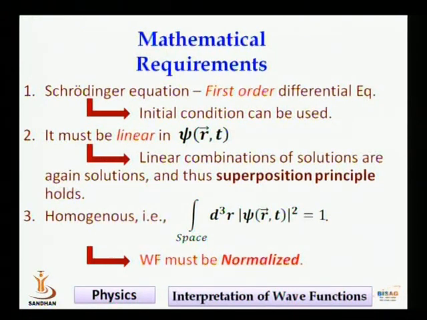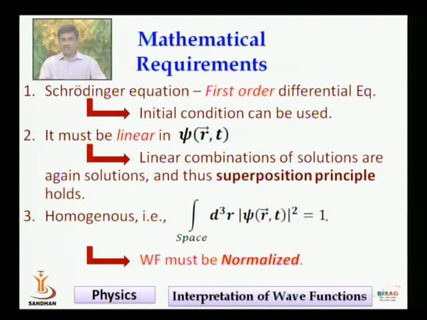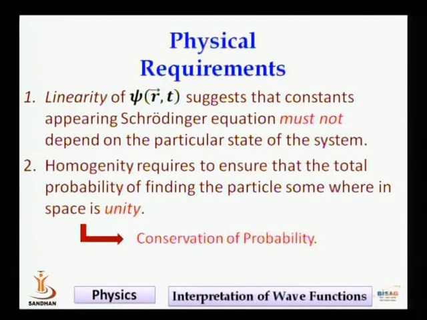So these are the mathematical requirements: that your Schrodinger equation should be a first order differential equation, because the initial condition can be used. The wave function psi should be linear in order to observe the interference or the superposition, and it should be homogeneous. That means the probability of finding the particle somewhere in the space must be 1. With this mathematical requirement, now let us also discuss what the physical demands are.